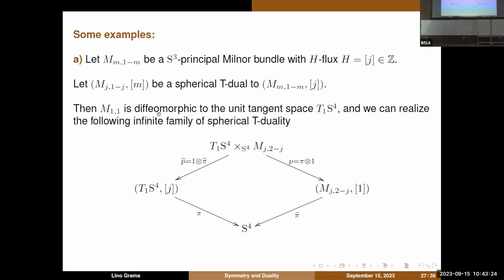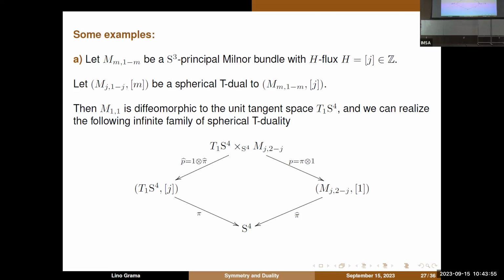And we can realize this family as an infinite family of the spherical T-dual. This is a little bit more general because this equivalence is for spherical duality and star diagram, not necessarily for just spheres. For instance, this T1 of S4 is not a sphere. It's a unitary bundle of S4. But this is already known.